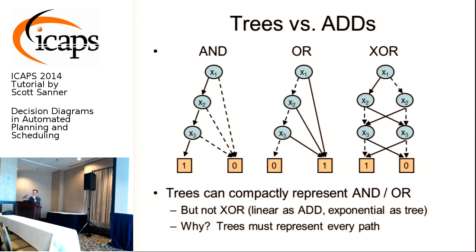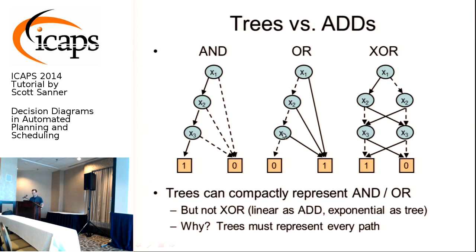So before we get to operations, one thing you might ask is, well, what functions exactly do ADDs represent compactly? And let's just briefly take the BDD subset, so the Boolean function subset. So AND and OR, right, can be represented compactly by decision diagrams, but also by trees, right? I don't really care that I split off different nodes for the zeros. They're still within some constant size of each other.